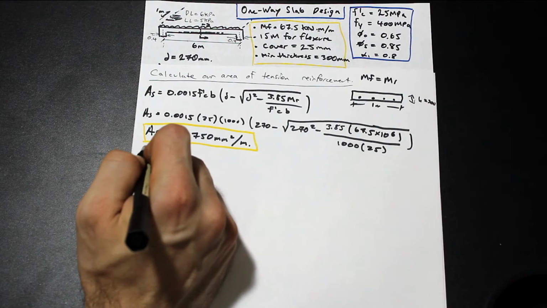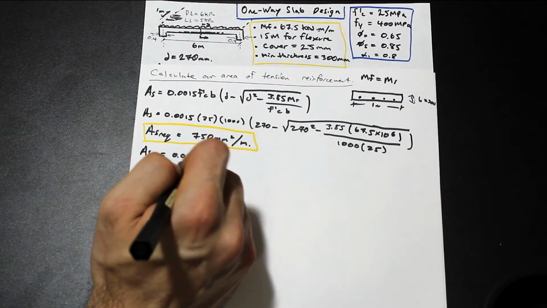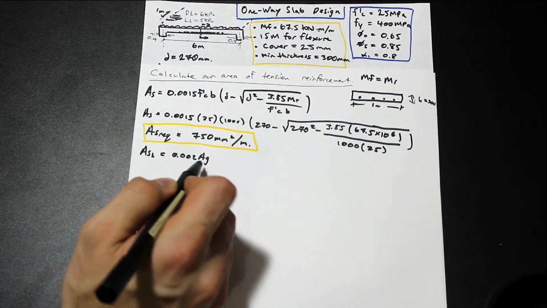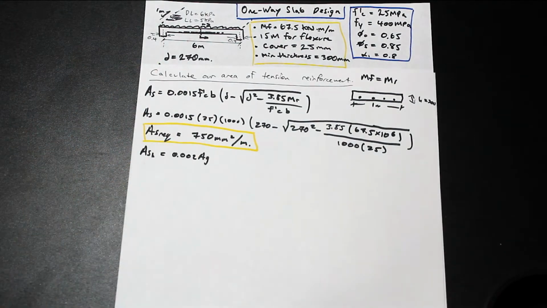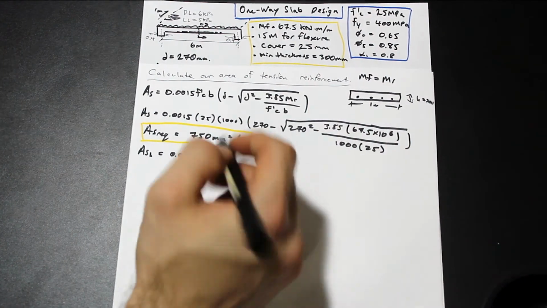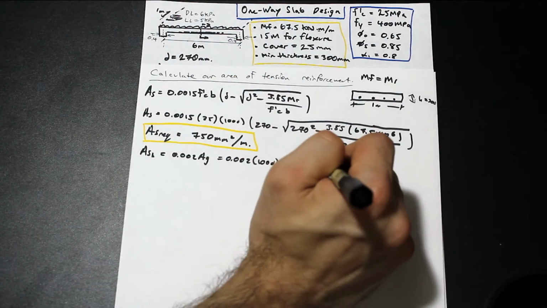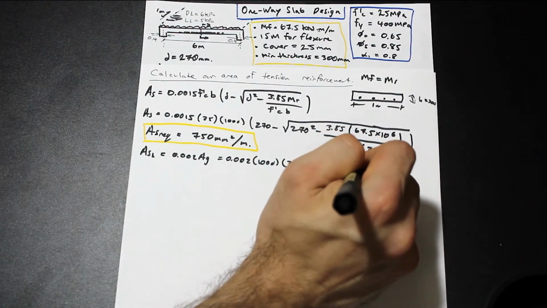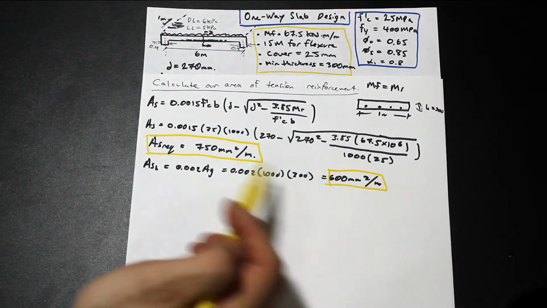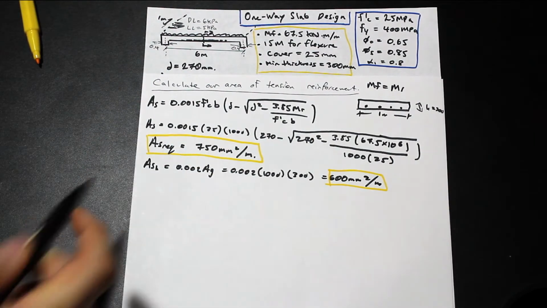For Canada, our AS for horizontal shrinkage is simply 0.002 AG, where AG is the gross area of the area that we're considering. So in this case, our gross area is 300 by 1000 millimeters. So we're going to fill that in, and that's going to give us 600 millimeters squared per meter. We're going to compare these two values, see which one's bigger, and design for that one.